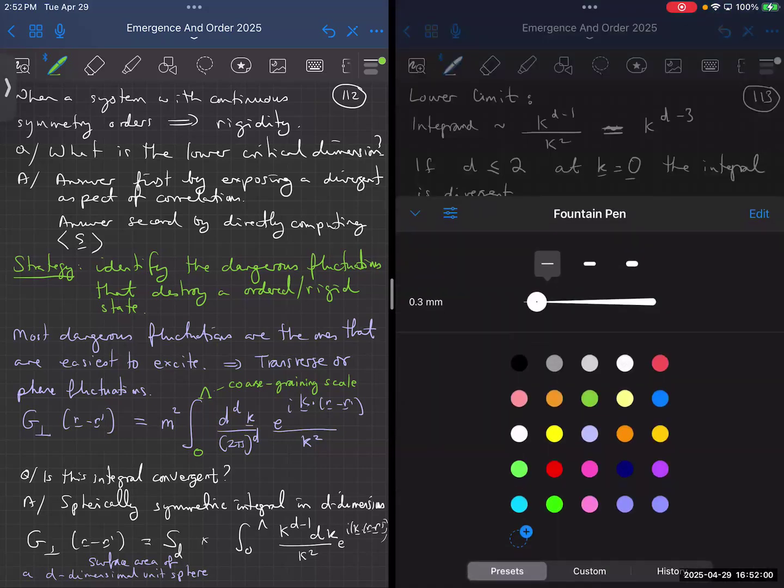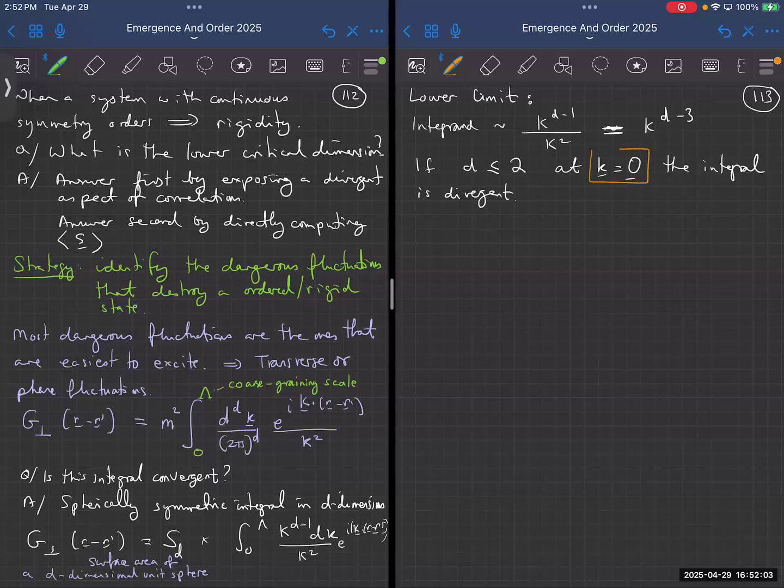And because this is an integral as k is approaching the lower limit, we call this an infrared divergence. In fact, in d equals 2, it's logarithmically divergent. If I put d equals 2, then I've got k to the 2 minus 3, which is k to the minus 1, integrated and then evaluated at k equals 0. The integral of 1 over k is the logarithm of k, and then I set k equal to 0, and so I get a logarithmic divergence. So at d equals 2, it's logarithmically divergent. If d is less than 2, then it is power law divergent.